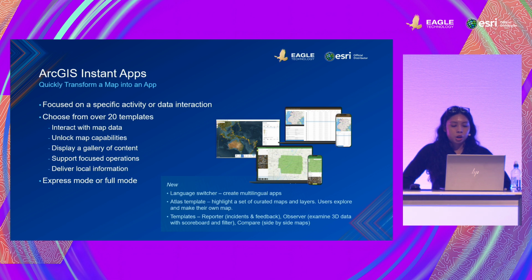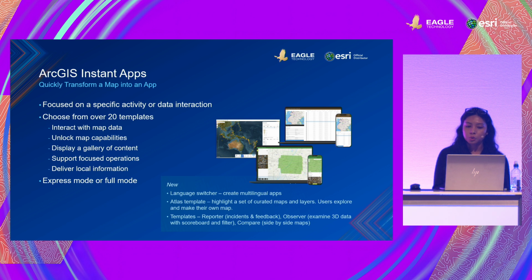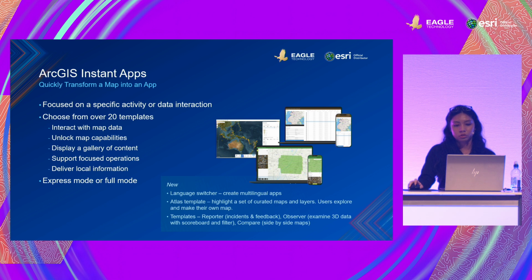Instant apps offer 2 modes of configuration. Express mode, this one is designed for quick setup, ideal for when you need to deploy an app fast without extensive customization. And full mode, which provides more detailed configuration options, allowing for a more tailored app experience that meets specific needs.